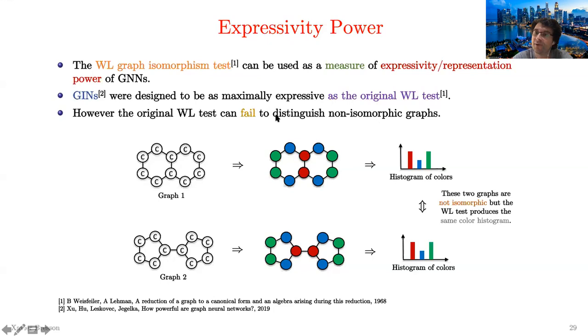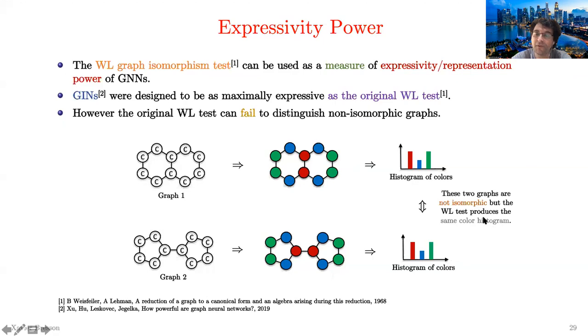So let me give you an example here. This is graph number one, the molecular graph with the carbon. If you apply the WL test, then you will have this histogram of colors. Here you have another molecular graph, which is different from this graph. You can see the difference, but still it will produce the same histogram. So with respect to the WL test, these two histograms are the same, so these two graphs would appear isomorphic. But this is not true. So the original WL test is not a sufficient condition for isomorphic graphs.